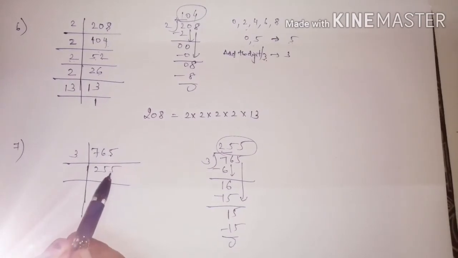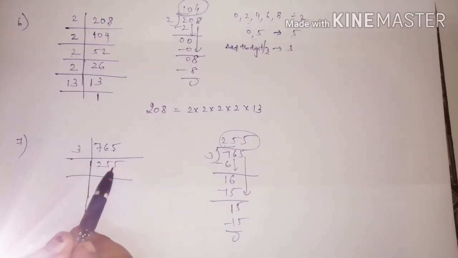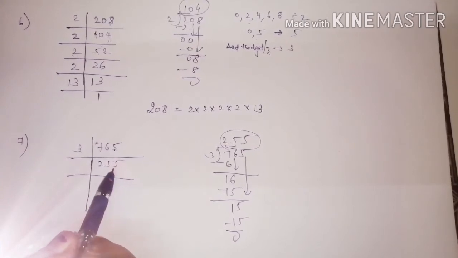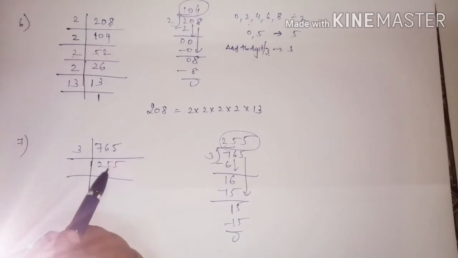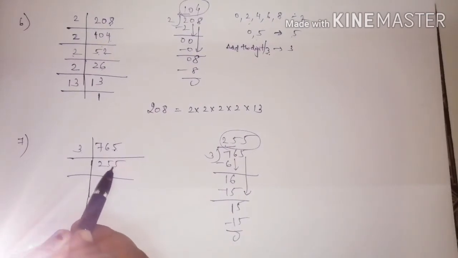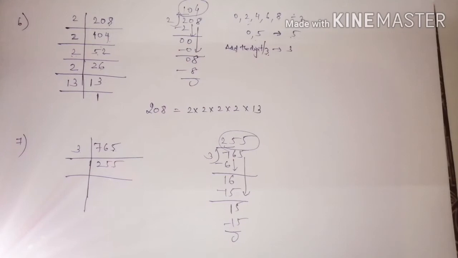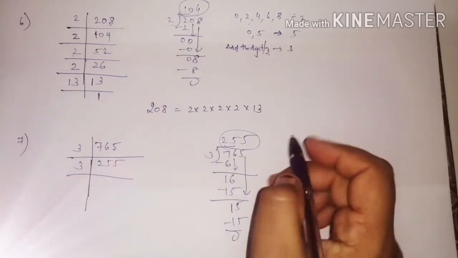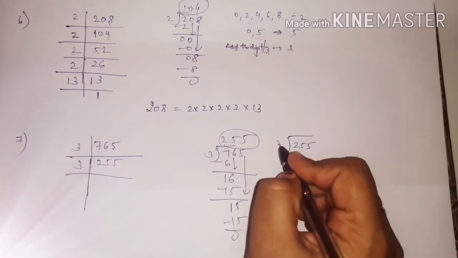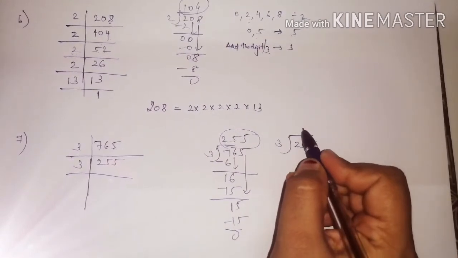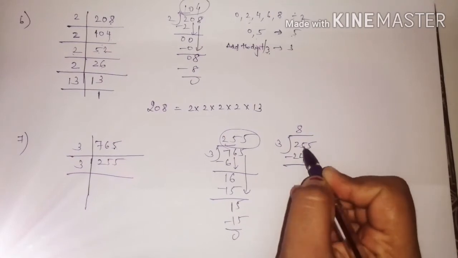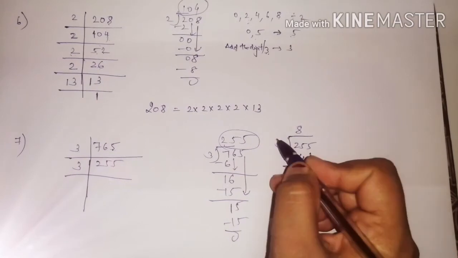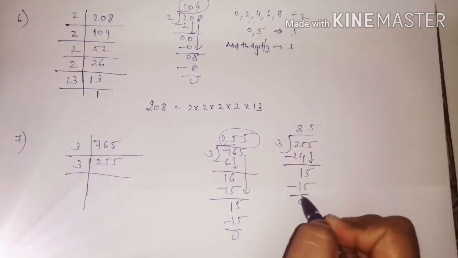Now again you have to think of which prime number. 2 will not go because units place it is 5. After 2 the next prime number is 3. For 3 what I said, add the digits, divide by 3. So let's add the digits. 2 plus 5 is 7. 7 plus 5 is 12. 12 comes in table of 3. So definitely this number will get divided by 3. So 255 divided by 3. 3 8s are 24. 25 minus 24 is 1. Take this 5 down, 15 it will be. 3 5s are 15. So 85.